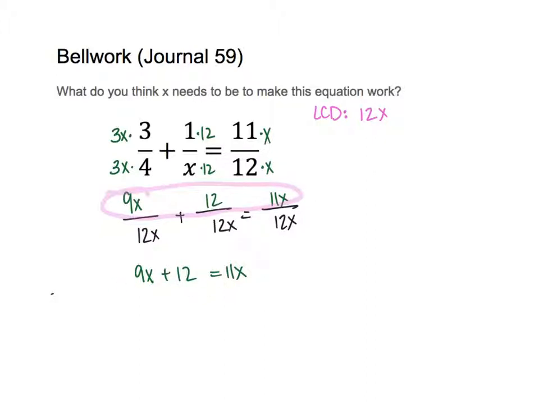So maybe I'm going to subtract the 9x over to both sides. That would cancel out this guy. So I'm left with 12 equals 2x. And then I would divide by 2. The 2's cancel. And so x is equal to 12 divided by 2, which is 6. And that is the same answer we got from guessing. But this is more efficient.